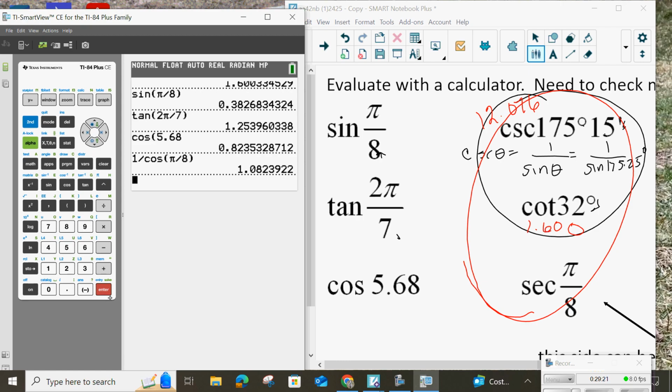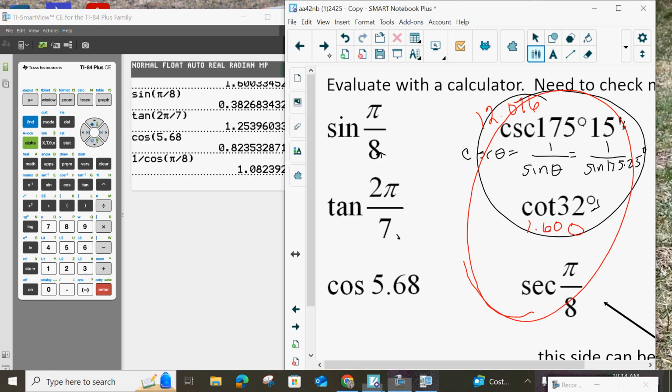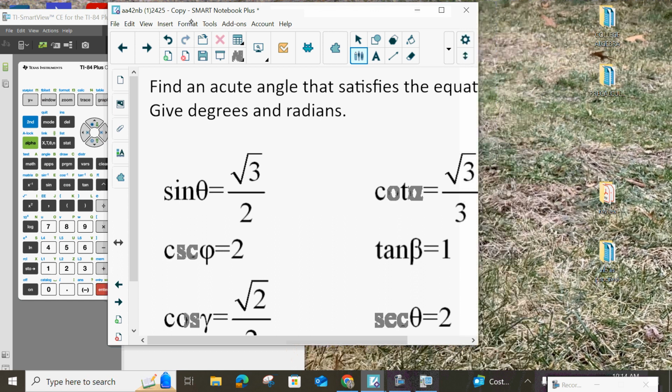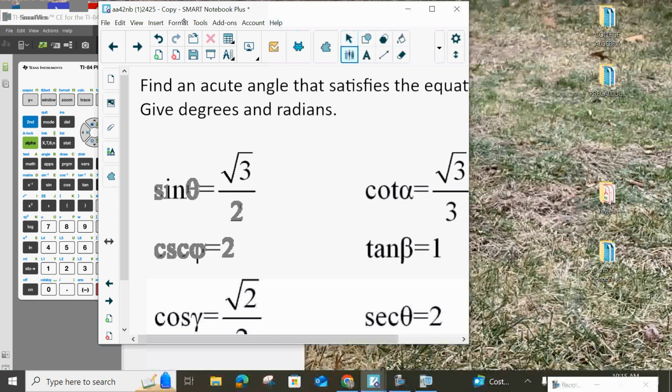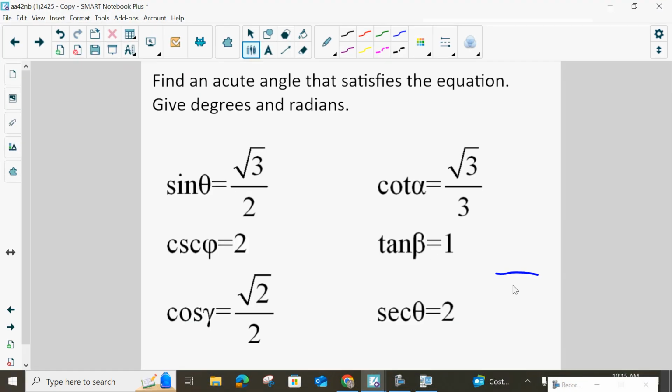Okay, now let's go backwards. We're back to no calculator now. Whenever you see some rad 2s, rad 3s, 45, 45, 90, those are going to all be no calculator. You can see a whole bunch of the symbols that I used: theta, gamma, phi, beta, alpha.